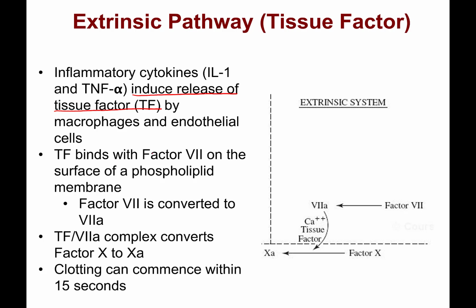Tissue factor is important because it binds with factor 7 on the surface of a phospholipid membrane. And wouldn't you know it, we have lots of phospholipid membrane around because we have a platelet plug, and platelets are cellular fragments, so they have that same lipid membrane. At that point, factor 7 is converted to factor 7A, then the tissue factor-7A complex converts factor 10 to factor 10A, which, as you recall, is what we need. Then that will kick off the common pathway.